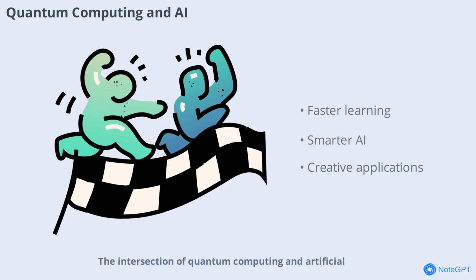The intersection of quantum computing and artificial intelligence is an exciting area of research. Quantum computers could enable AI systems to learn and adapt much faster than today's machines. This synergy could lead to smarter robots, more accurate predictions, and new forms of creativity. Researchers are just beginning to explore the possibilities at this frontier.